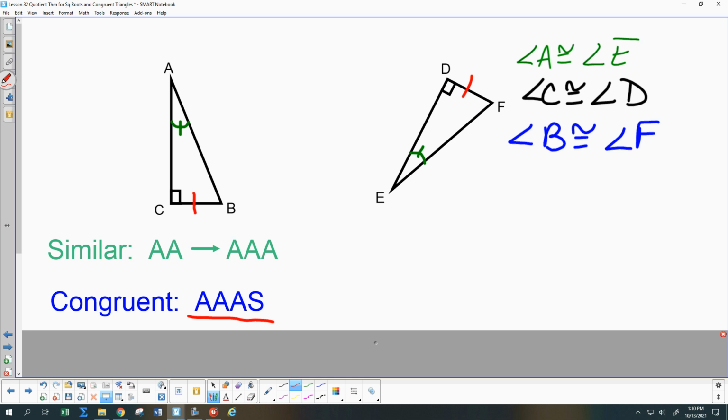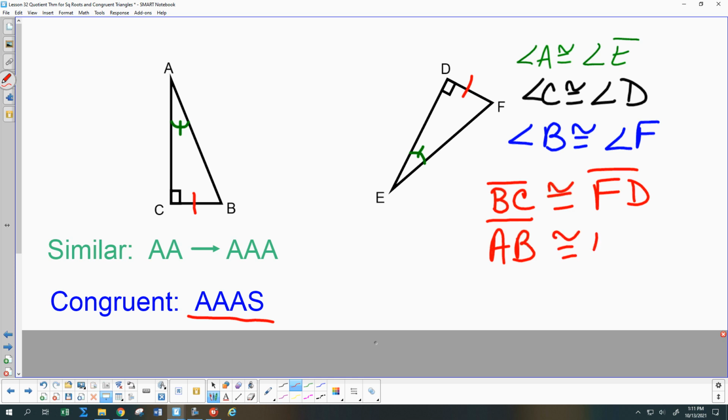Corresponding sides are sides that are across from each other. We have BC marked as congruent to FD. I could also say that AB, which is across from the 90-degree angle, so it's my hypotenuse, needs to be congruent to the one that's across from the 90-degree angle here. So AB needs to be congruent to EF. Hypotenuse and hypotenuse are congruent.